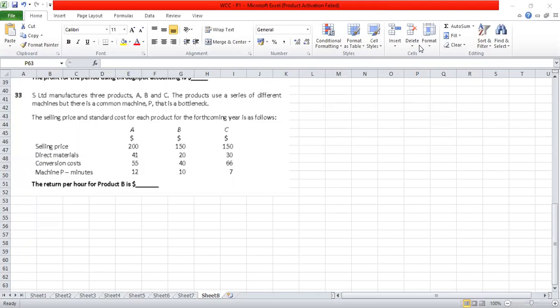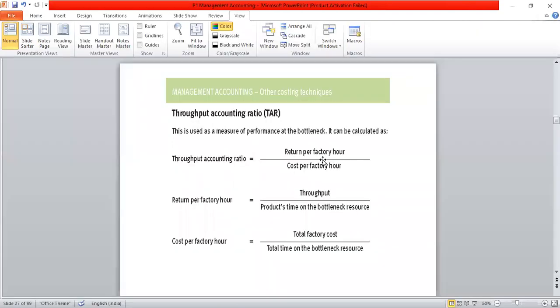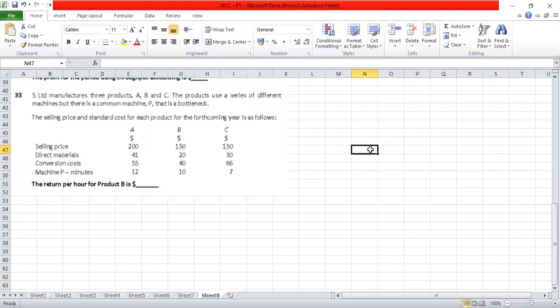How do we calculate return per hour? First, we need to find out what is throughput divided by time on the bottleneck resource, product time on the bottleneck resources. So they've asked us only for product B, but anyway, let's do it for all the three products.